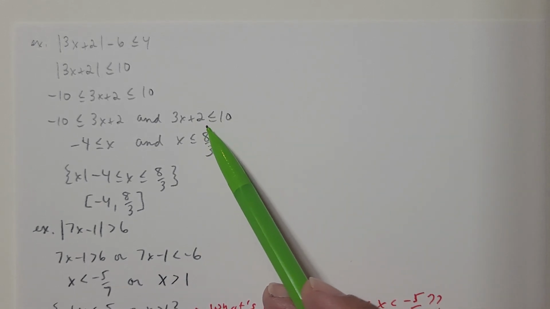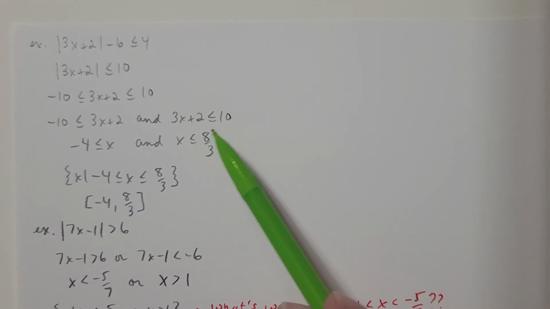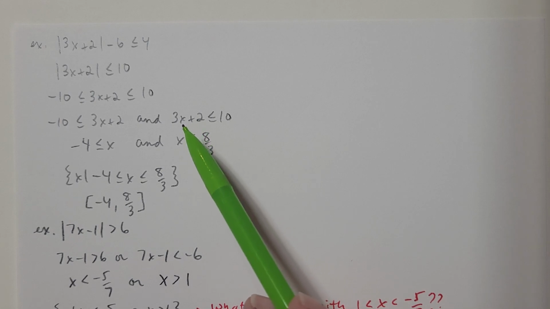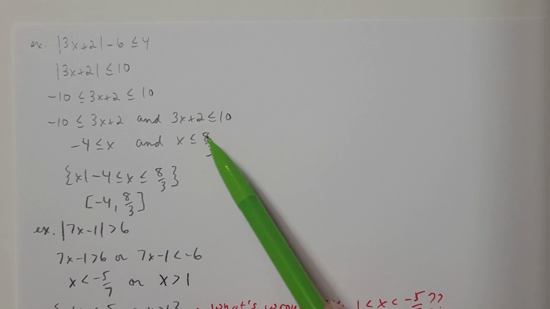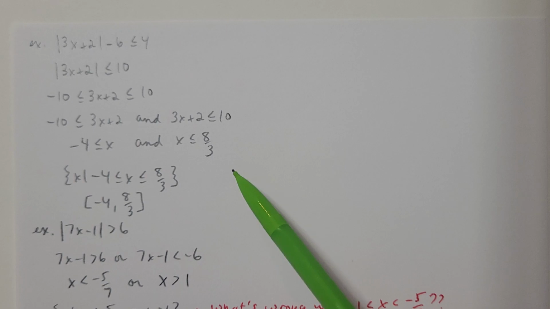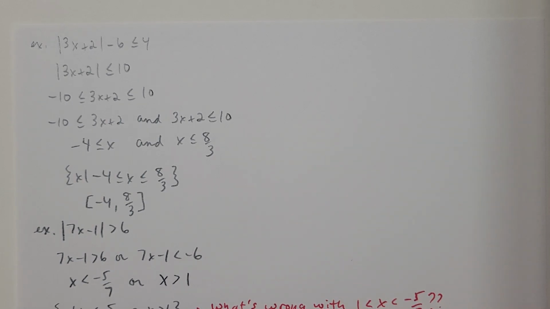Okay, and I do the same thing over here. So subtract 2 and divide by 3. So I got 3x less than or equal to 8. Divide by 3. 3 again is a positive number, so I'm not flipping any sign. X would be less than or equal to 8/3.